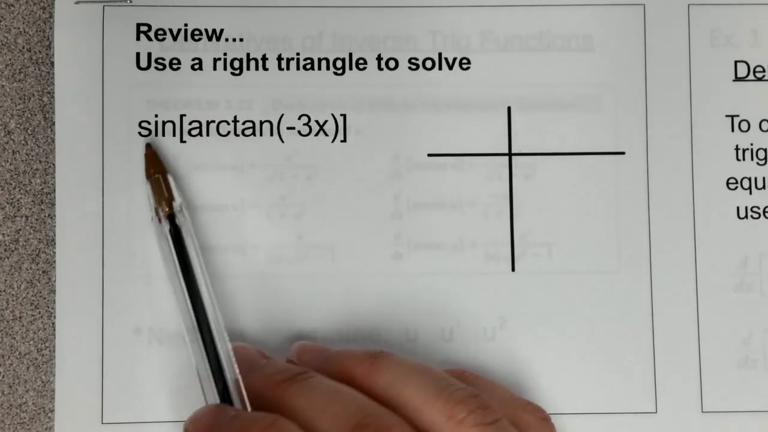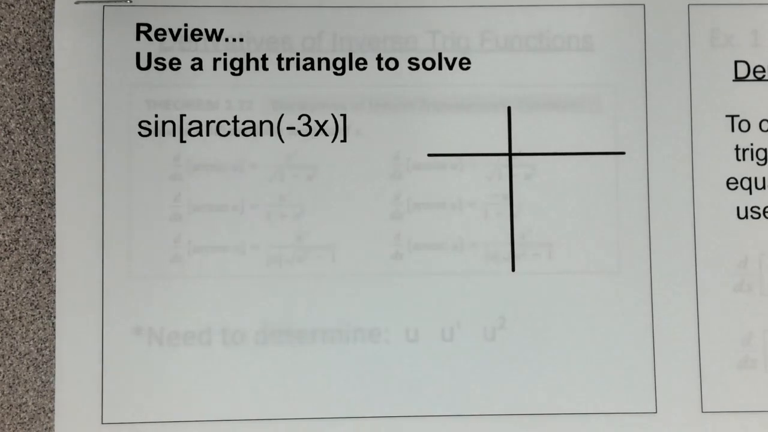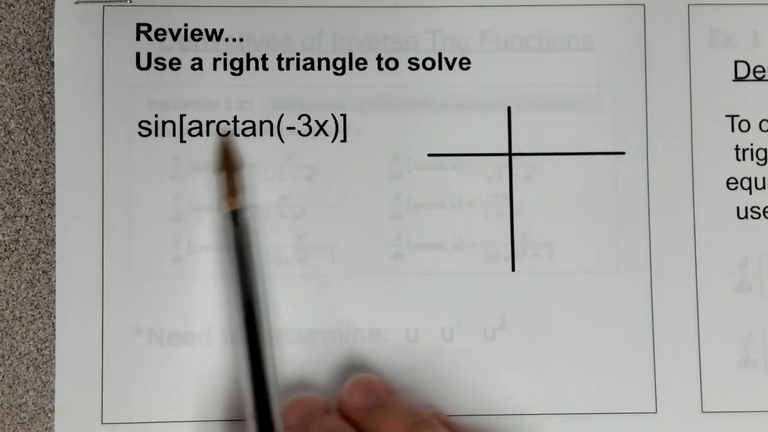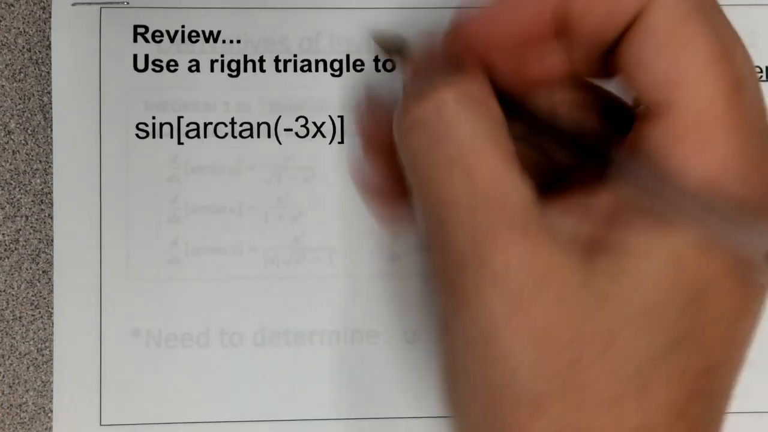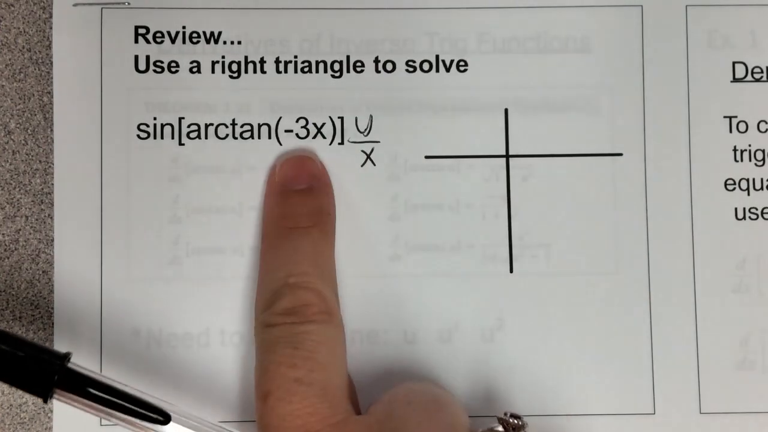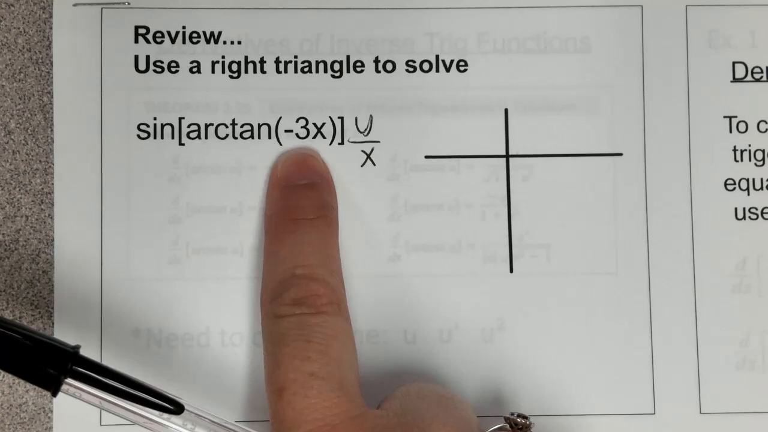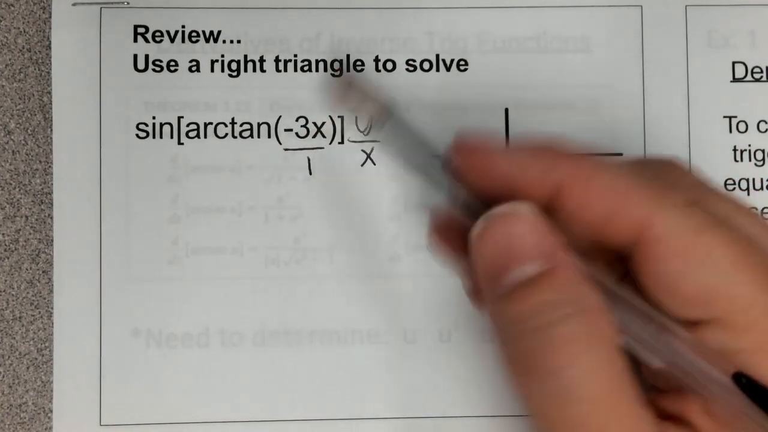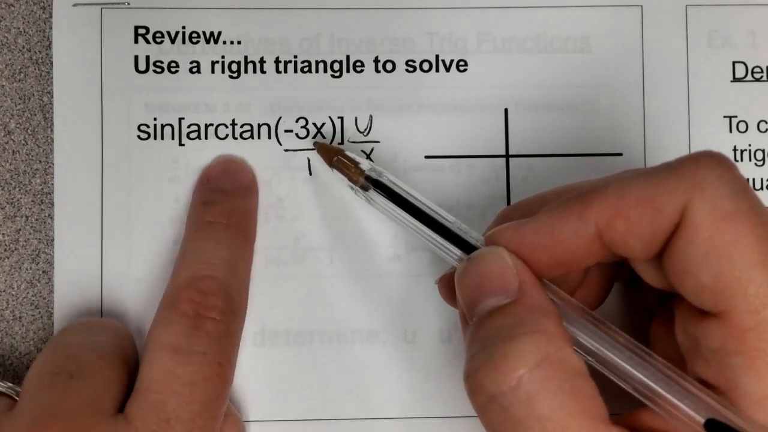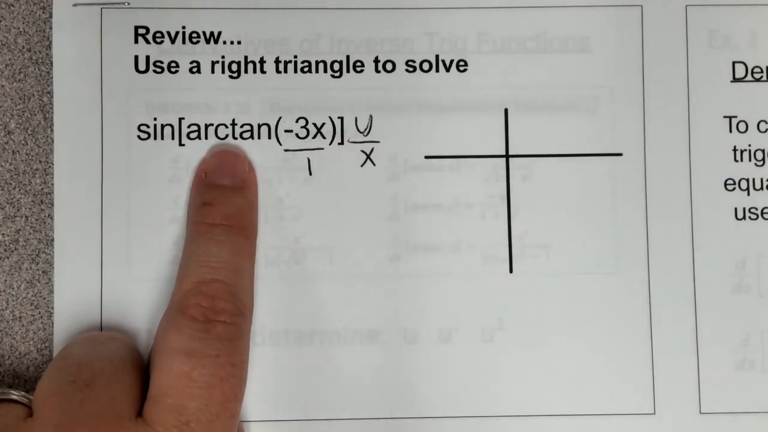All right, so we're taking the sine of the arctan of negative 3x. Remind me, what is the tangent ratio? Y over x. And so I need to make this into a fraction. How do I make that into a fraction? Put it over 1. Okay, so because this is a negative 3x and we're looking at arctan, which quadrant do you think my angle will be in?